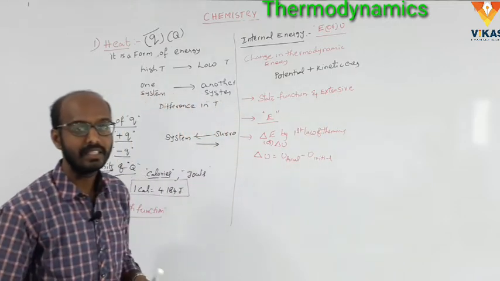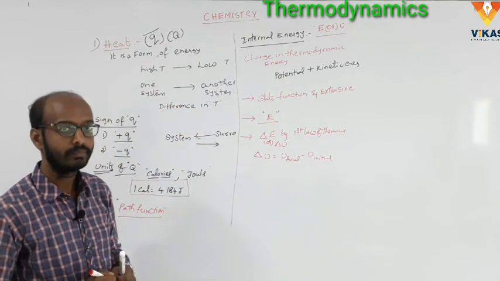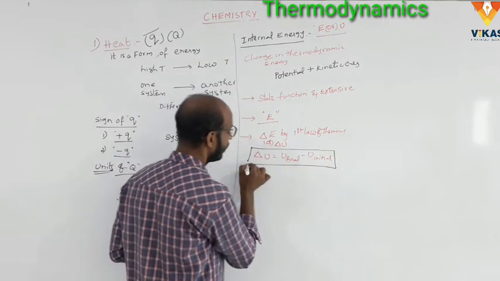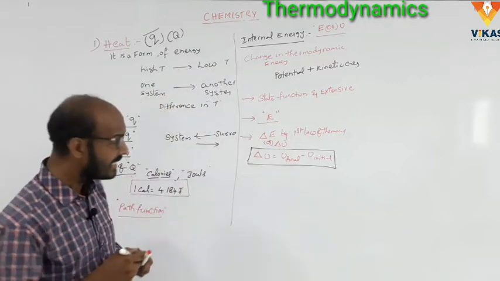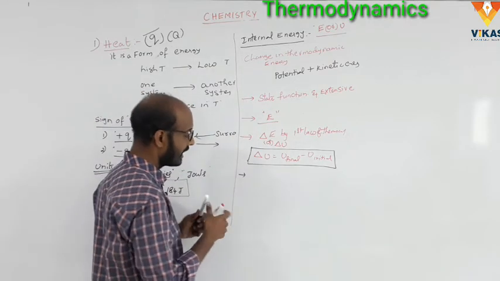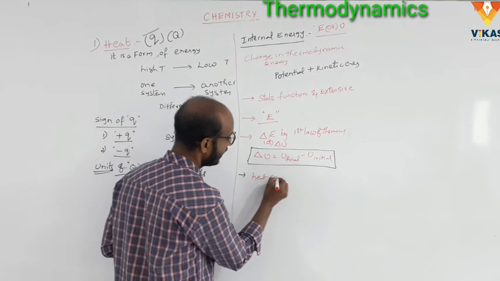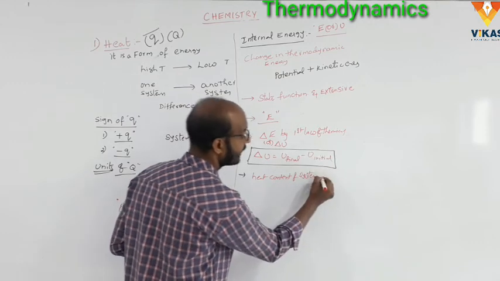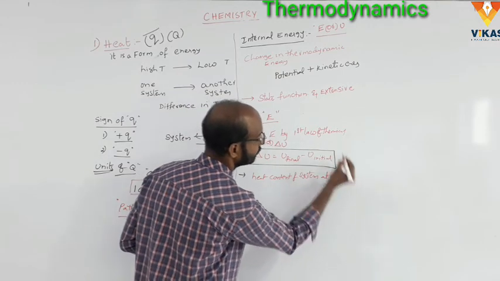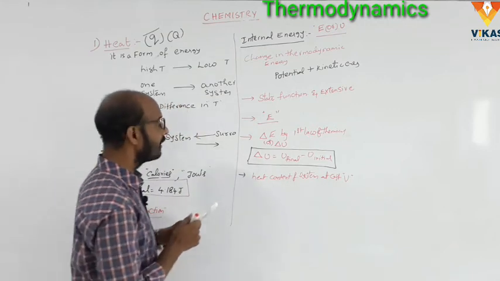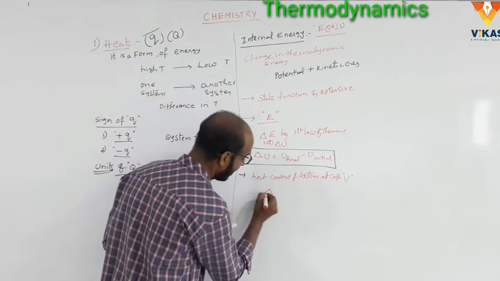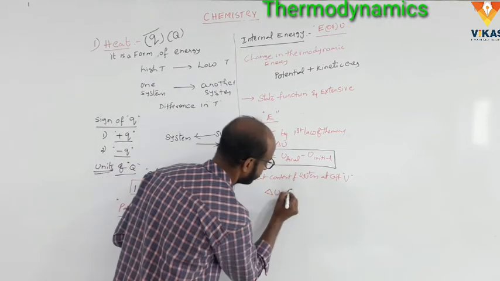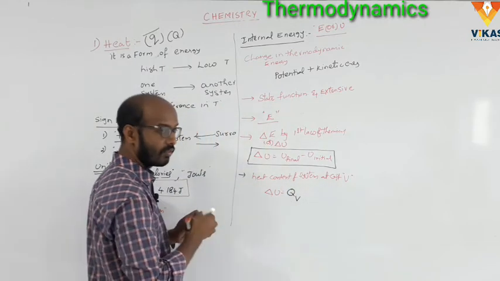U final minus U initial. So delta U is equal to U final minus U initial. It is the heat content of the system at constant volume. So we write delta U is equal to Qv, the heat content at constant volume.